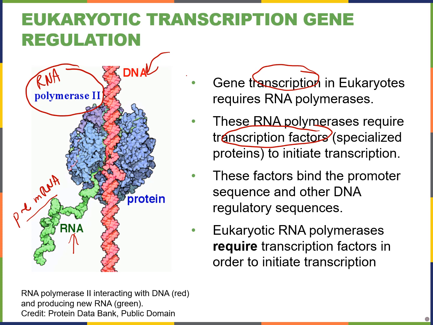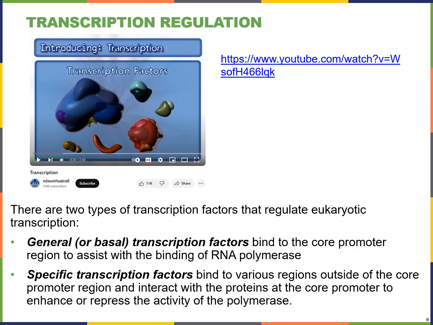These transcription factors bind to the promoter region of DNA, and this will always be upstream of the gene of interest that we're trying to transcribe. And these polymerases require these transcription factors in order to initiate that transcription process. So there are two types of transcription factors that regulate eukaryotic transcription.